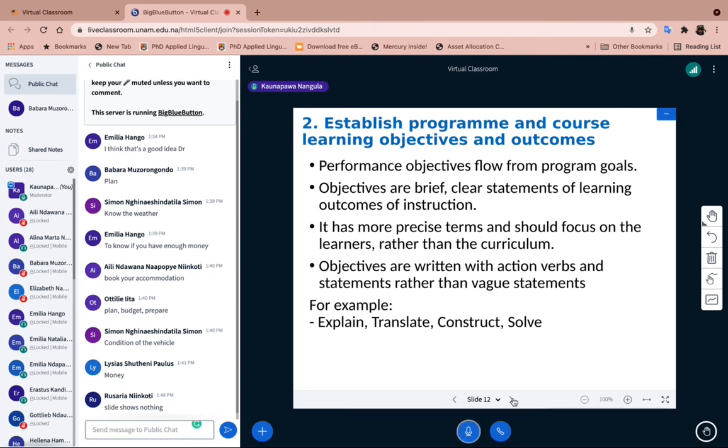Objectives are written with action verbs and statements rather than vague statements. Vague statements are acceptable in goals, but when it comes to objectives, they need to be more specific. And we have action verbs that we need to use, and they are the ones related to Bloom's taxonomy. All right. Miss? Yes. What are vague statements? Vague means they are broad, not specific. The opposite of vague is specific. Does that answer your question?